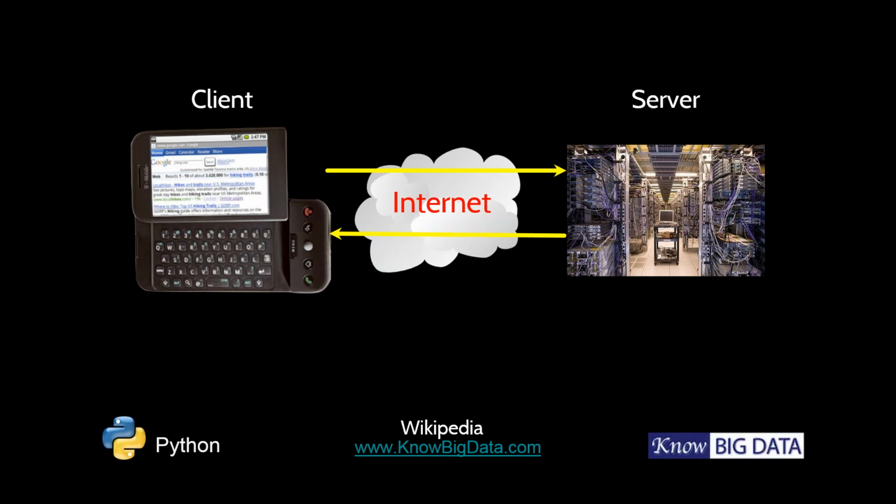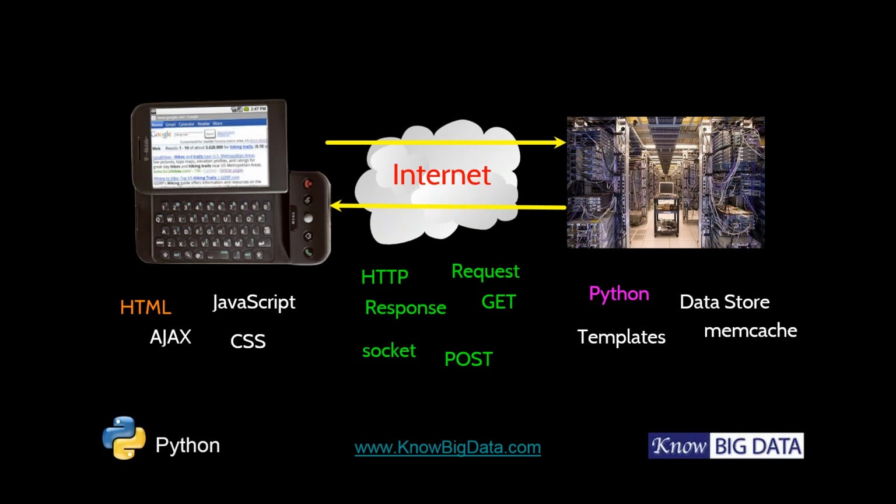All right, so here we have a simple client and server which are connected over the internet. Now what can a client have? What can a server have? There can be many things. There could be HTML, Ajax, JavaScript.